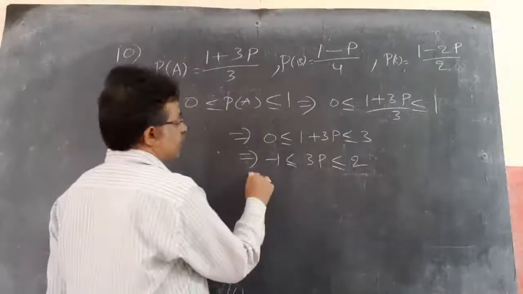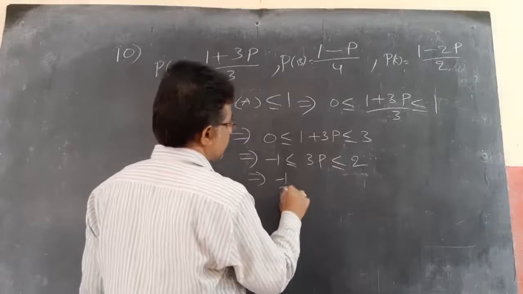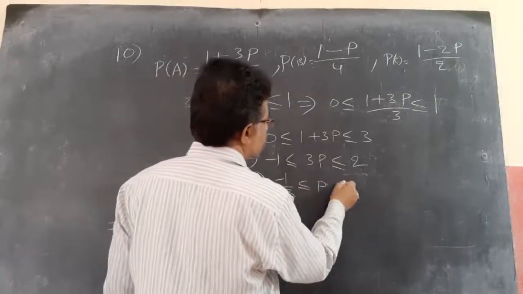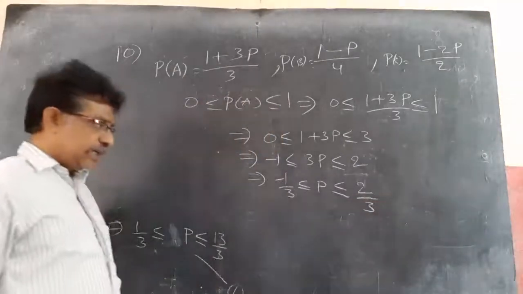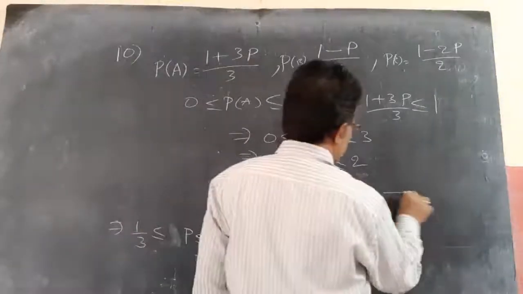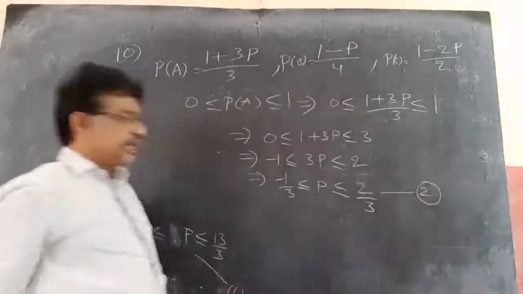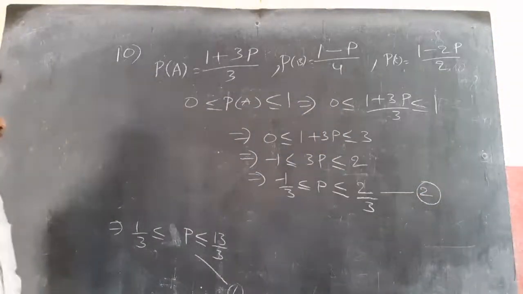Now if I divide by 3, minus 1 by 3 is less than or equal to p, which is less than or equal to 2 by 3. This is equation 2.